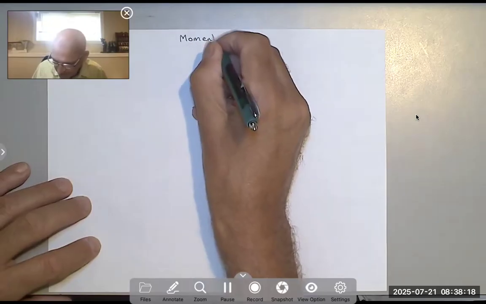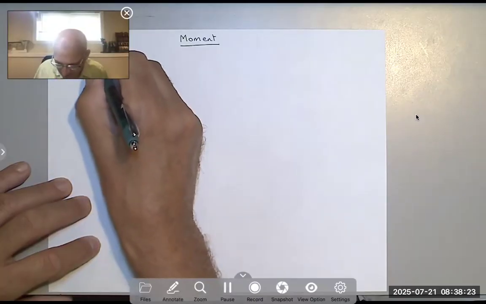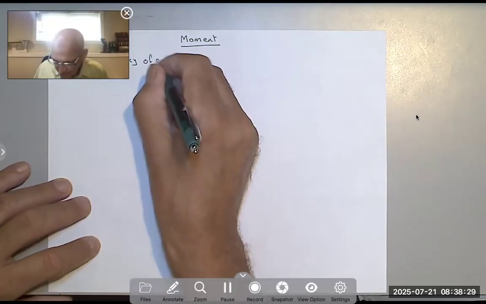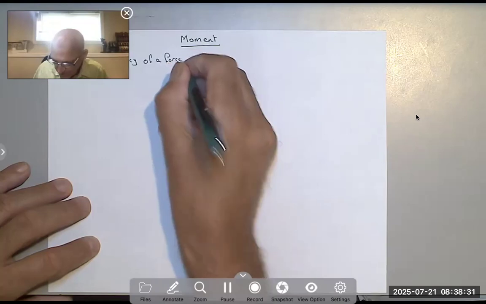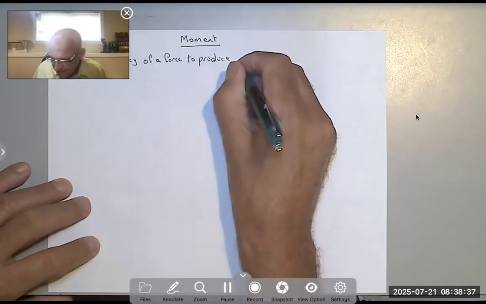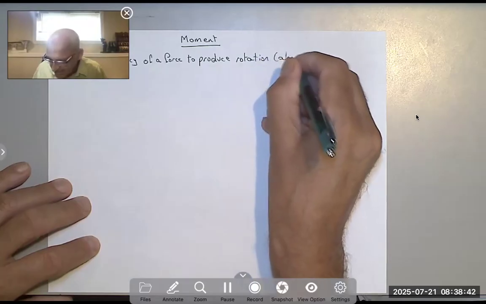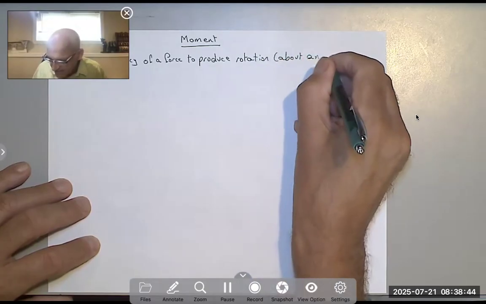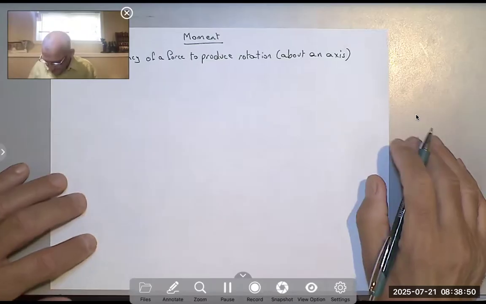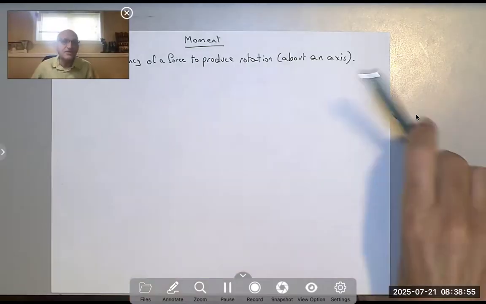So when I say moment, we say it is the tendency of a force to produce rotation. And the rotation is always about an axis, and this axis is perpendicular to the plane of the force. We'll see what that means because it's still a little vague.